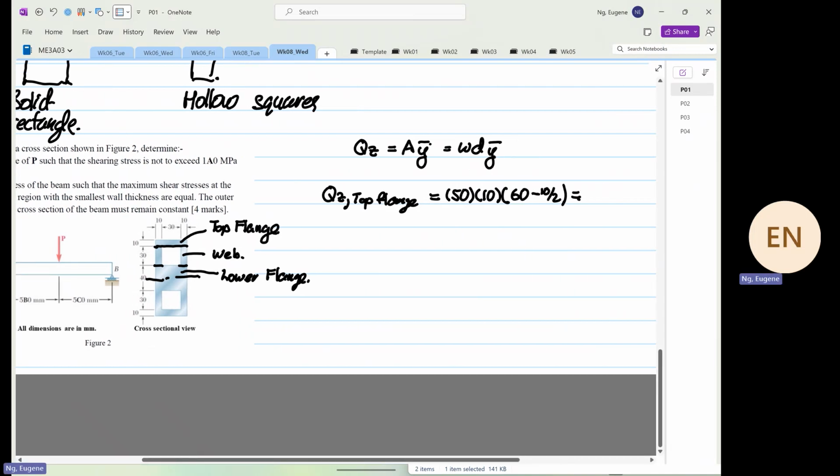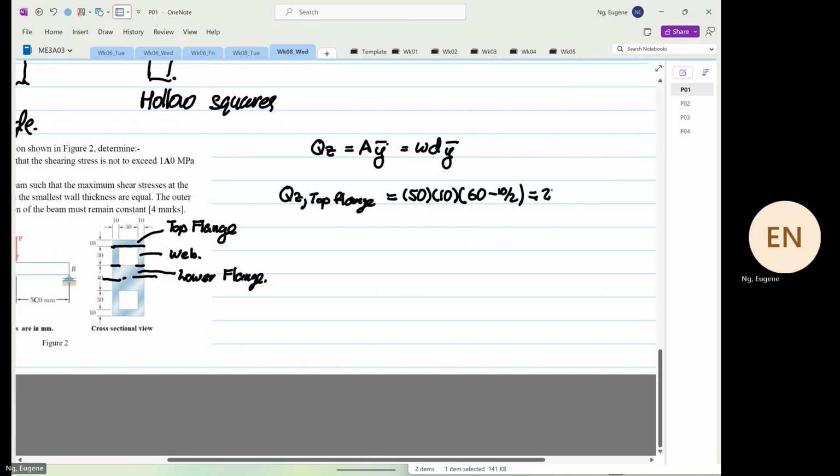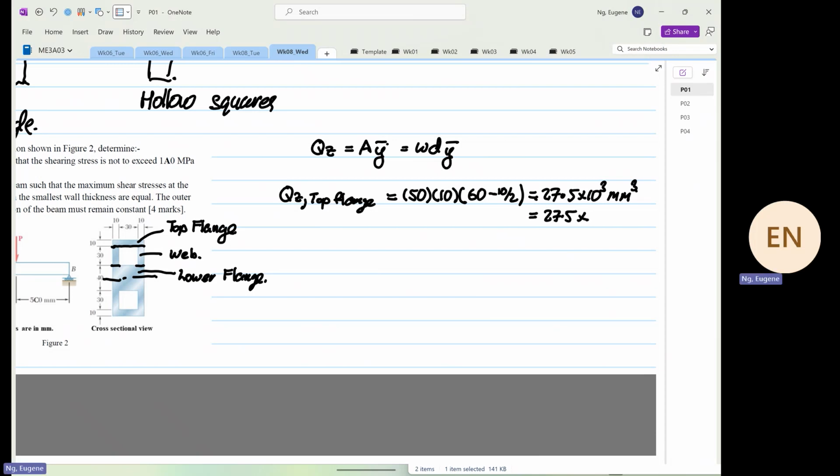So this is equal to 60 minus 10 divided by 2, times 50 times 10. So it's 27 times 10 to the power 3 millimeter cube, which is also equal to 27.5 times 10 to the power minus 6 meter cube.